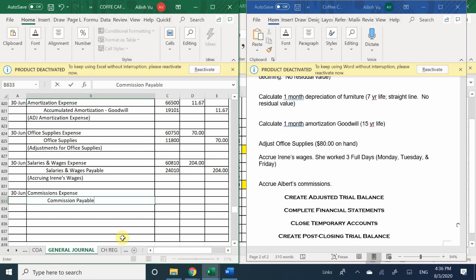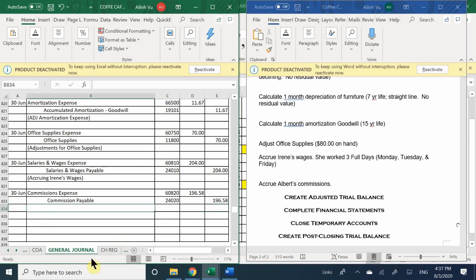And commissions expense is 60820. 60820. And commissions payable is, is David? 296.58, what did you say? No, it's 24020. Okay, perfect.